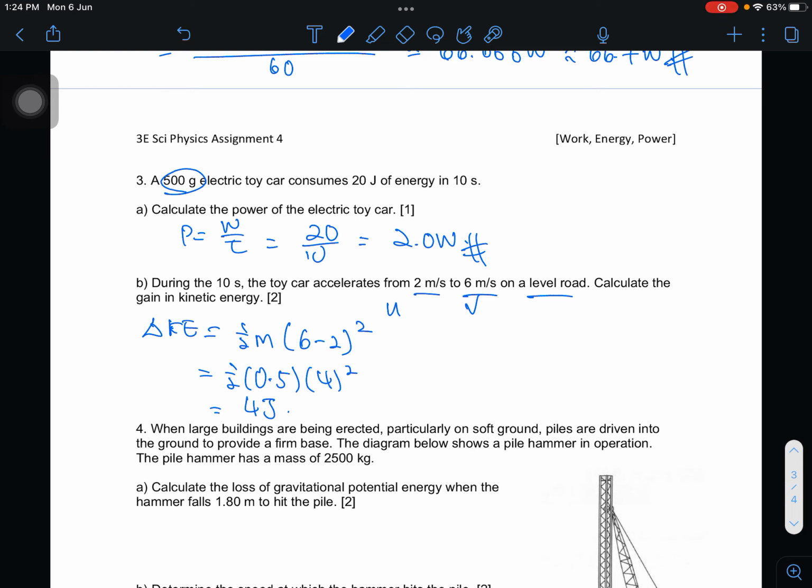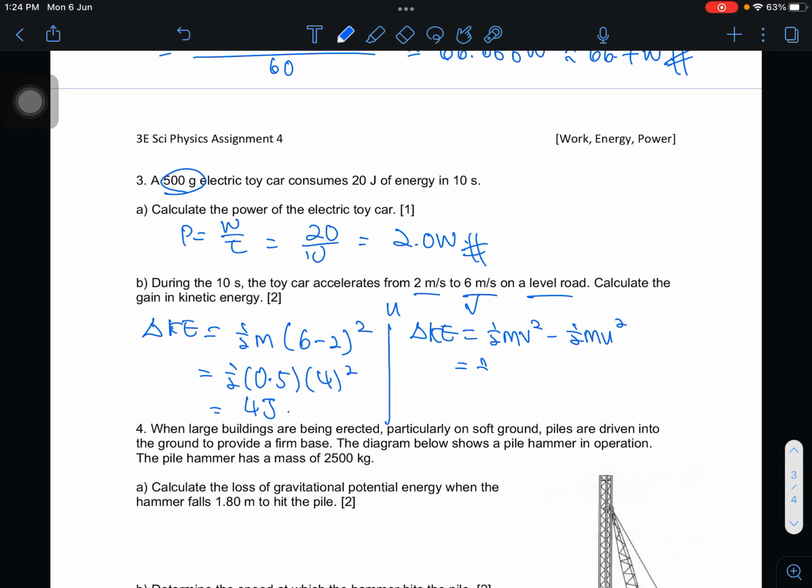Okay, to do this correctly, you need to find the final KE minus the initial KE. Okay, so it should be done this way. Then you will see and tell me if they are the same. Final KE, half m v square minus half m u square.